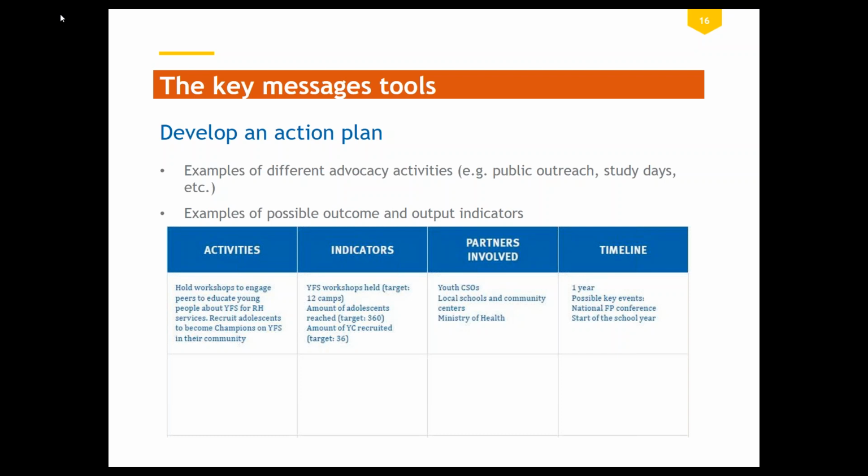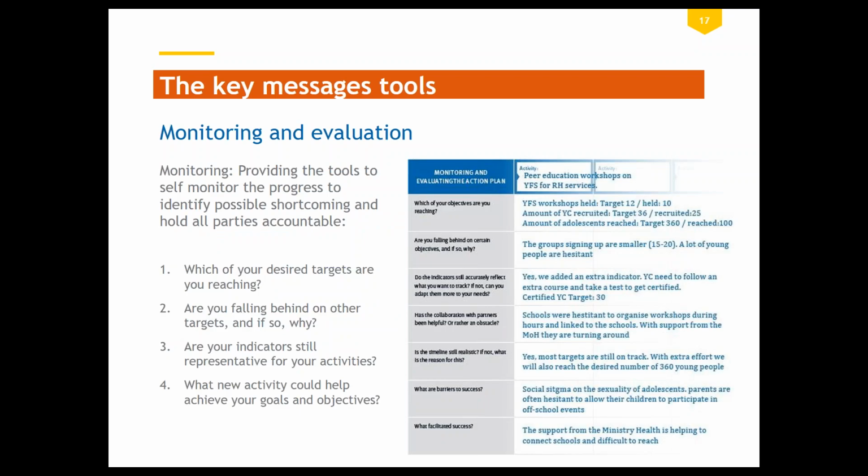And then the last set of tools that we put in our handbook is a tool to monitor and a tool to evaluate your program, because once you finally start with the cool stuff, it's still very important to follow up on your progress so that all parties involved are held accountable for their part in the action plan. So at different moments in your program cycle, you should review everything and answer a series of questions we've included. For example, which of your targets are you reaching? Are you falling behind on any targets? Are your indicators still representative? Are there new activities that you could include that will help your progress move on further, etc.